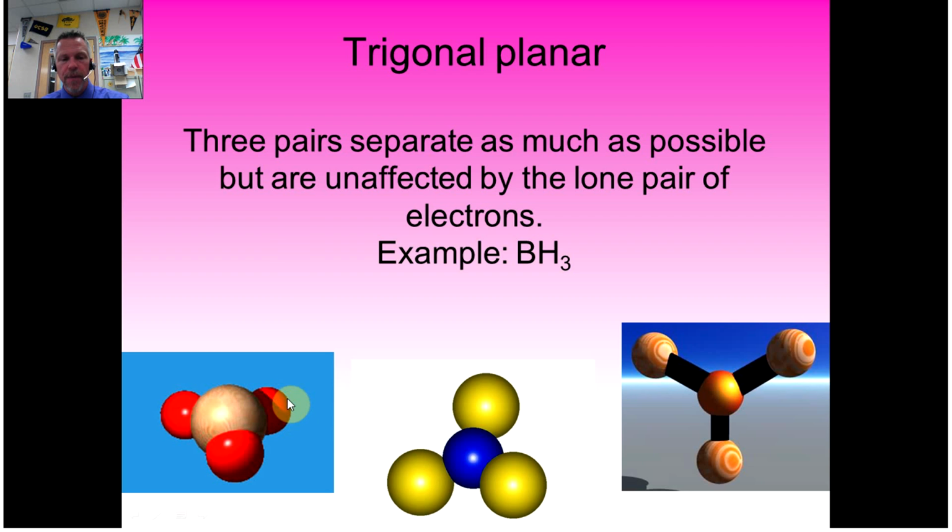The 3 hydrogen atoms in this boron trihydride example are all in the same plane, and that's, I think, actually easiest seen here in this particular structure. So the example here is boron trihydride. The name is trigonal planar, and you don't need to worry about the bond angles for this one.